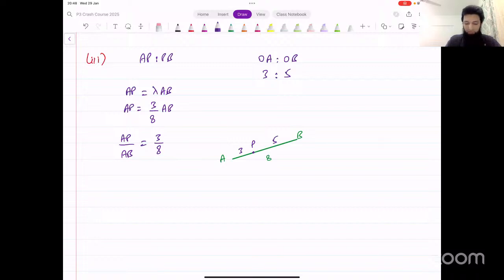So what do we understand from this? If AP over AB is 3/8, then that means that AP over PB, therefore, has to be 3 to 5. And that's the same thing as OA over OB. It's the same ratio as that. That's the verification that the ratios are the same. So you'll have to use this ratio that is given in the question between AP and AB and use that to figure out that this ratio has to be 3 to 5. Where does 5 come from? It's 8 minus 3.